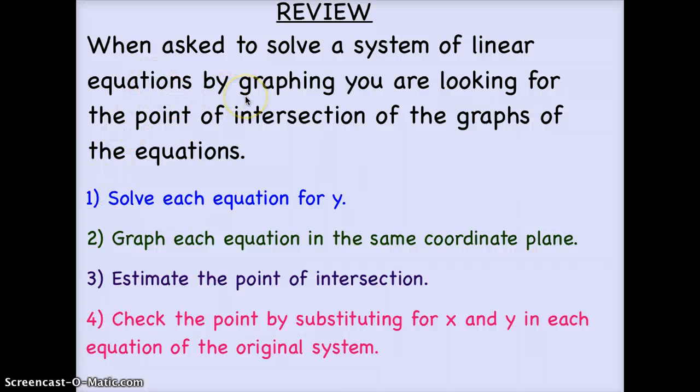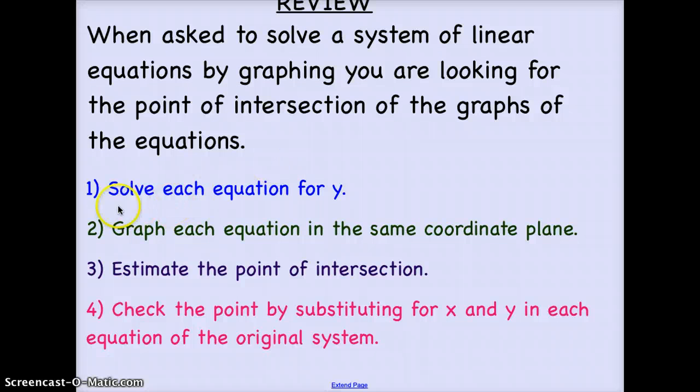So let's review how to solve a system of linear equations by graphing. When you're asked to solve a system of linear equations by graphing, you are looking for the point of intersection of the graphs of the equations. Our steps to do that are first solve each equation for y, graph each equation in the same coordinate plane, estimate the point of intersection, and finally check the point by substituting for x and y in each equation of the original system. Keep in mind when given a word problem, you have to write the equations. So if you set up a verbal model, that will help.